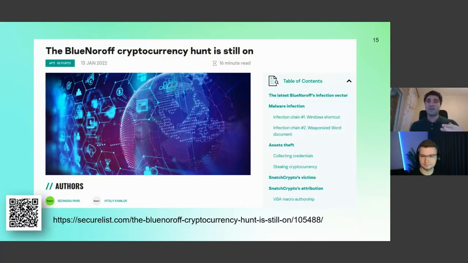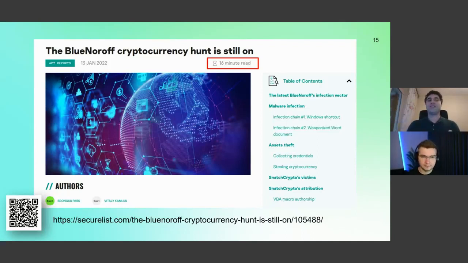This report is interesting because it was published on 13th of January 2022, and it was a 15-minute read. You can see it on the top right corner, 16-minute read. Everybody can read it. You don't have to be extremely technical, and you can understand their modus operandi and the techniques deployed by the BlueNoroff gang.